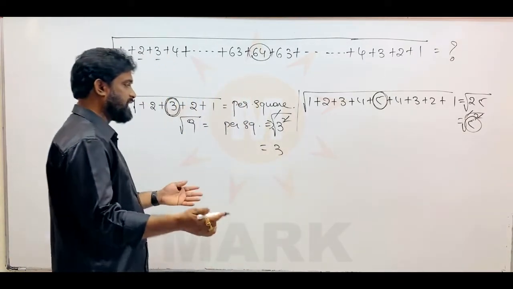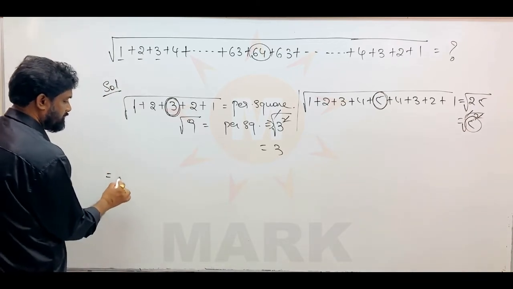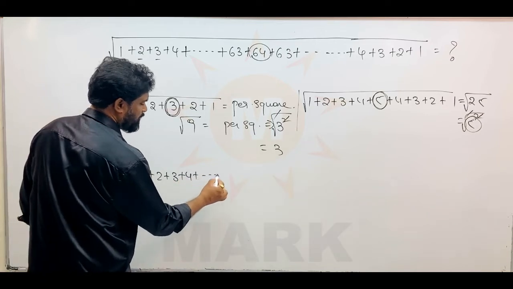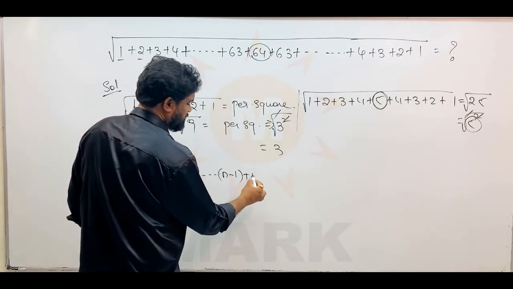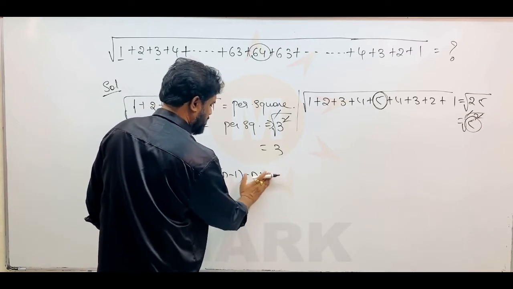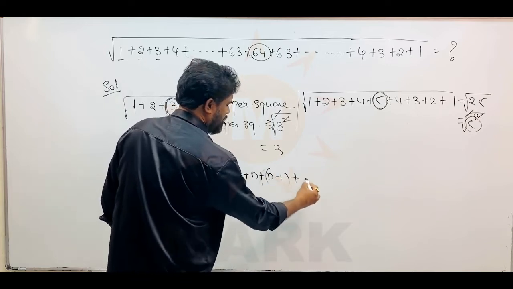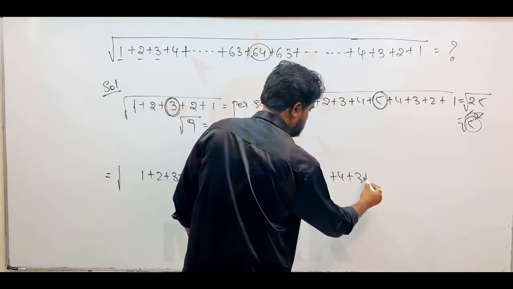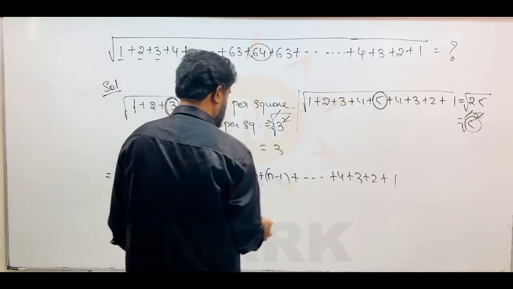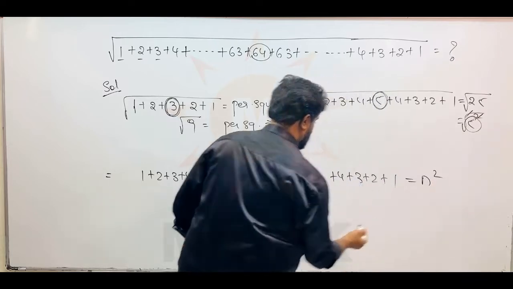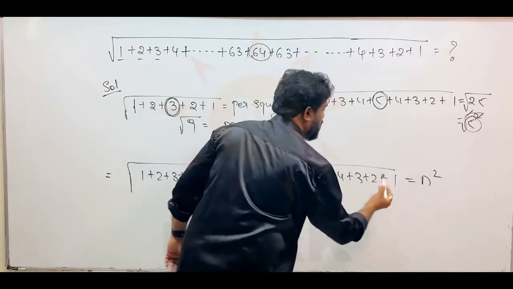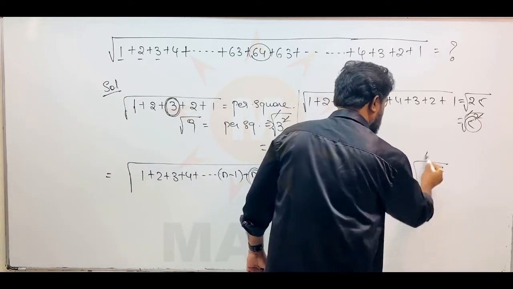Okay. So can I say like this? The general form is: when you are writing 1 plus 2 plus 3 plus 4 and so on up to n minus 1 plus n, plus again n minus 1 and so on, down to 4 plus 3 plus 2 plus 1, this sum will be equal to n square. If anybody is asking what is the square root, obviously that will become the square root of n square, so that is nothing but n.